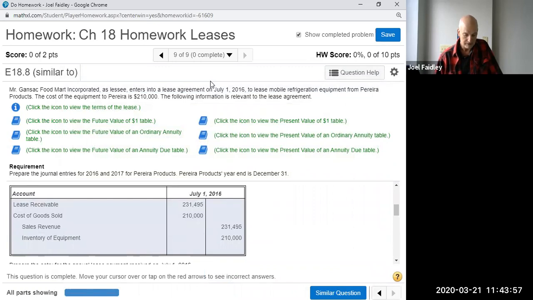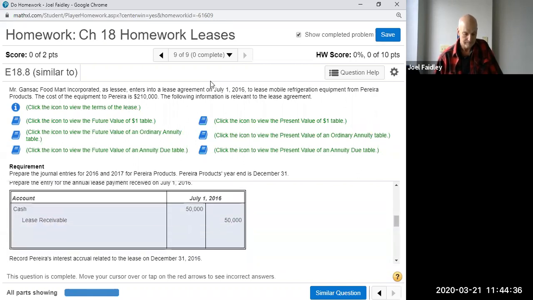Lease receivable, that's the present value, 231,495, present value, not fair value, present value. That's why I don't like it when they have present value and fair value the same in these problems. Present value, lease receivable. Sales revenue has got to be equal to that, right? Present value, cost of goods sold. You got to get this off your books. I'm the seller. I'm the lessor. Take it out of my inventory and transfer it over to cost of goods sold. And the difference is my sales income, net income.